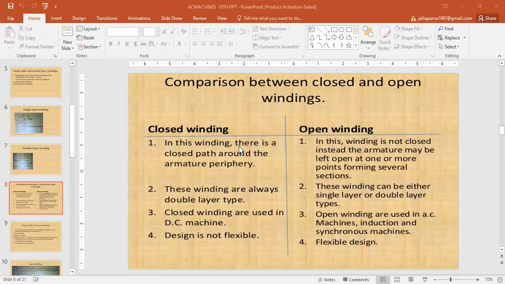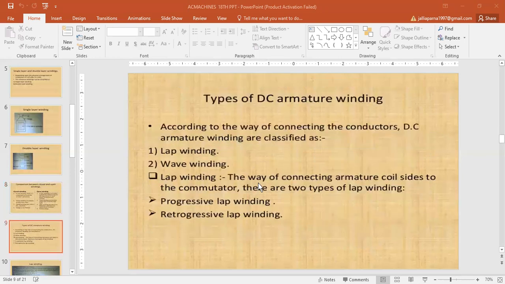So next one is types of DC armature winding. The windings are classified as lap winding and wave winding. It is used in the case of different types of generators separately.